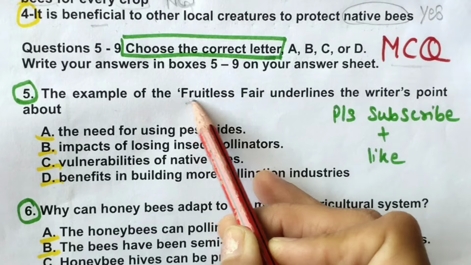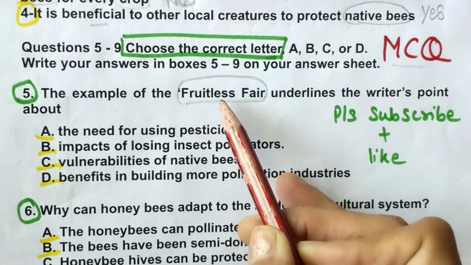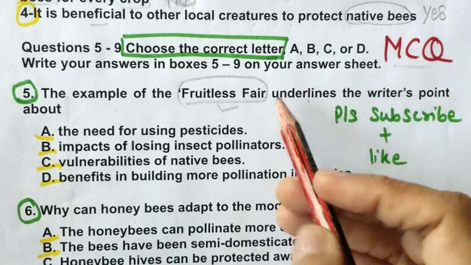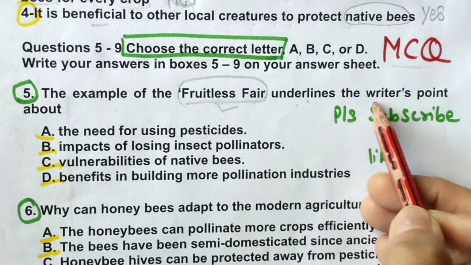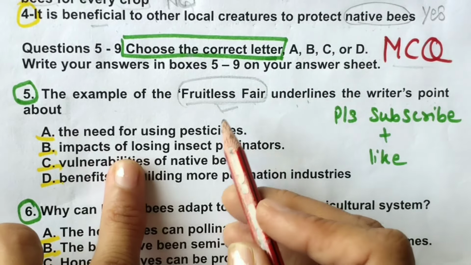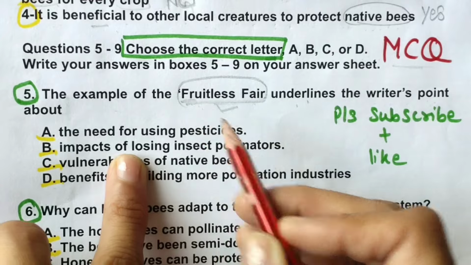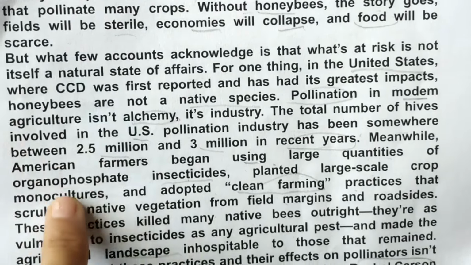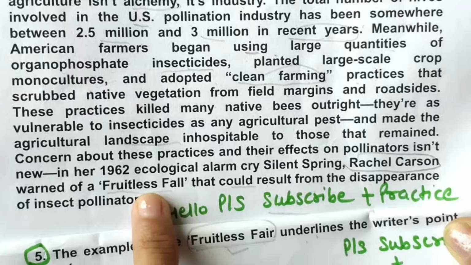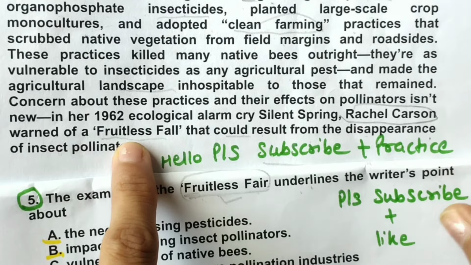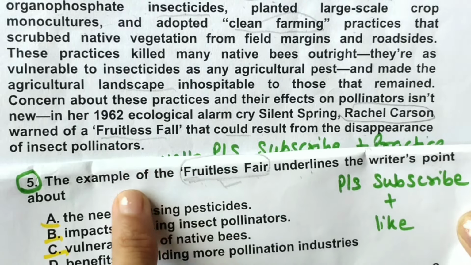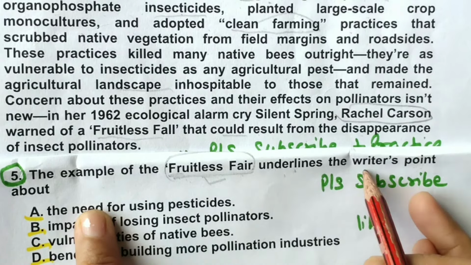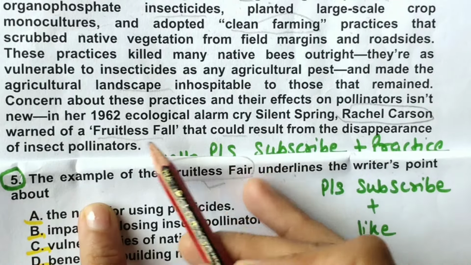The example of the fruitless fall underlines the writer's main point about... So we will not read anything, we will only find this word. Here in the second paragraph we have got this word. See this, "fruitless fall." We have to know the example of the fruitless fall underlines the writer's point about.